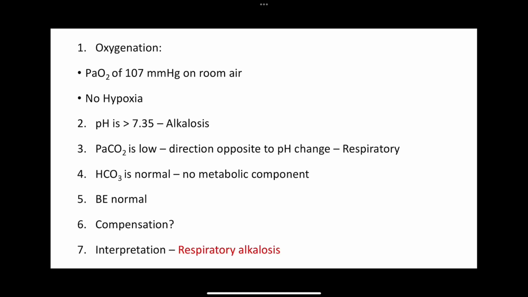Now, can you guess from the clinical scenario what can be the cause of this? So, a young female has presented with symptoms such as tightness of chest, shortness of breath. She has no previous history, no comorbidities.